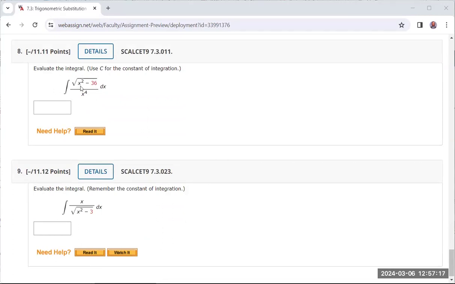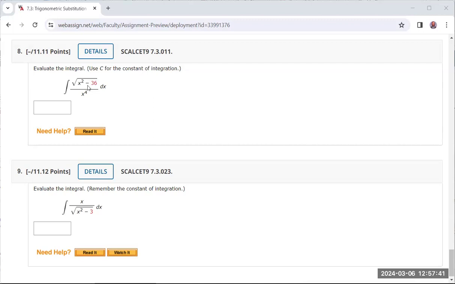Okay, this one here. Now we're doing the full rendition. This is about as full throttle as it gets here. Let's see, x squared minus 36. So that's taking the form of variable squared minus a number. I'm thinking of the identity secant squared minus 1 here. So we're going to want x to be in terms of secant, but not just secant theta, but rather 6 secant theta, so we can equate coefficients.